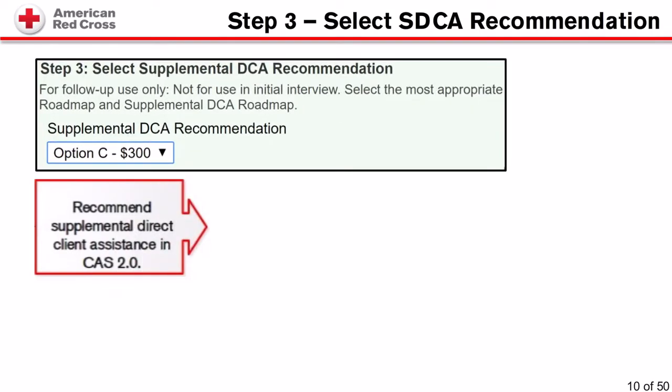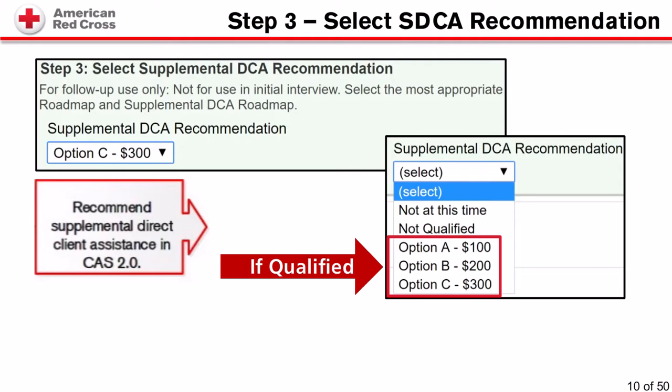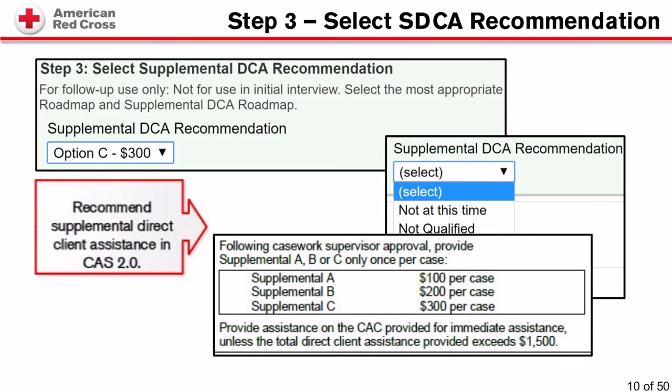Next, you need to select your recommendation. When selecting a Supplemental DCA recommendation, you have several recommendation options. If the client is qualified, you will select option A, B, or C. The options are the amounts listed on the Direct Client Assistance price list. The amount you select is the amount that will cover the gap. The option may be somewhat more, but not less than the cost of the recovery gap need.